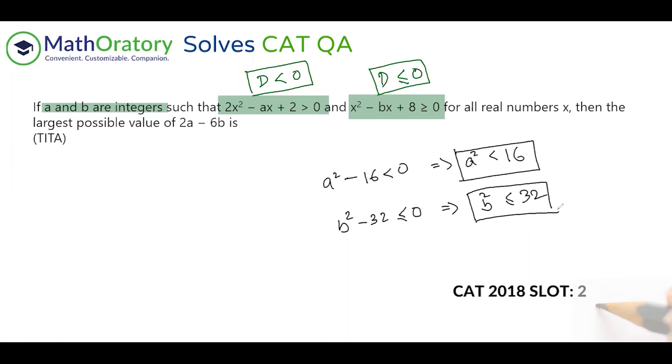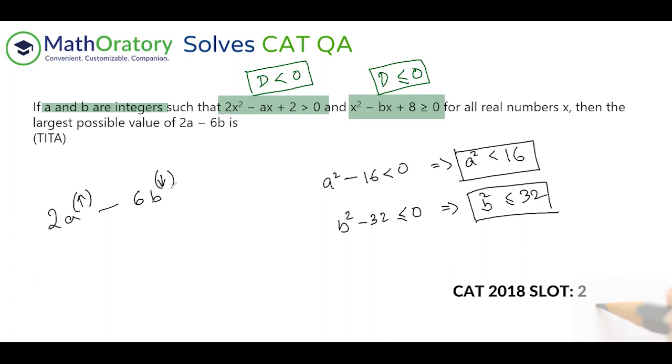Now we are trying to find the largest possible value of 2a minus 6b. Since a is added and b is subtracted, ideally we will be trying to maximize a and minimize b. This is a very common sense kind of thing, and I've discussed these basic ideas in addition, subtraction, multiplication and division. Forget the 2 and 6, they're constants. So you have to increase a and decrease b.